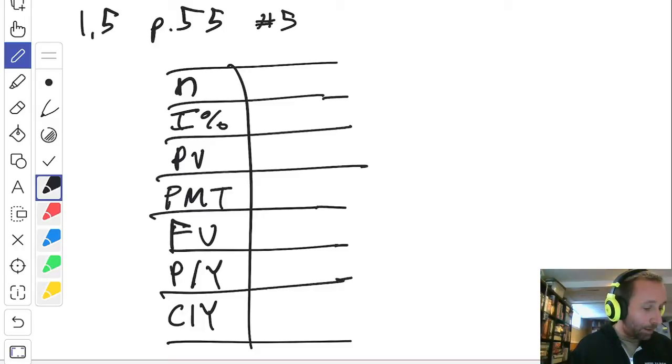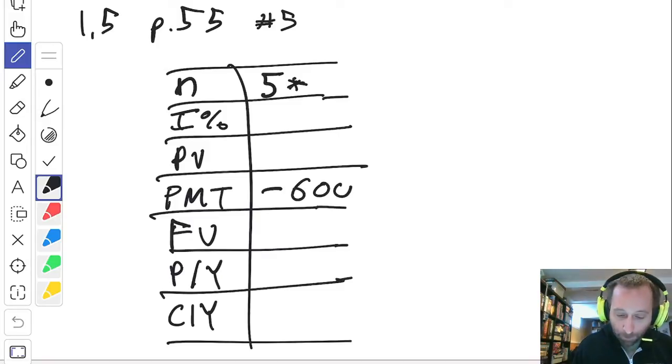So we have Fraser, 16 years old, wants to buy a car when he is 21. So that's going to be 5 years. So 5 times something. He deposits $600 every 3 months. So P over Y is how often the payments are made every year. So if it's made every 3 months, how many times is that going to happen in a 1-year period? So 3, 6, 9, 12. So P over Y is going to be 4.